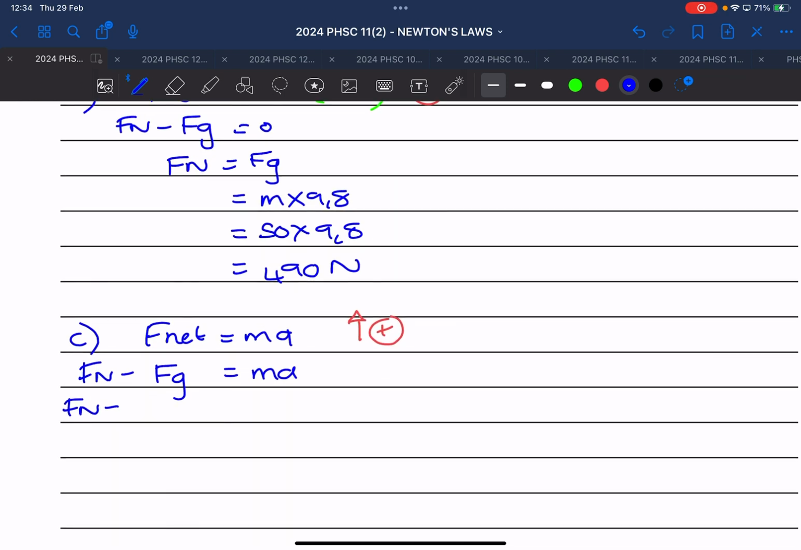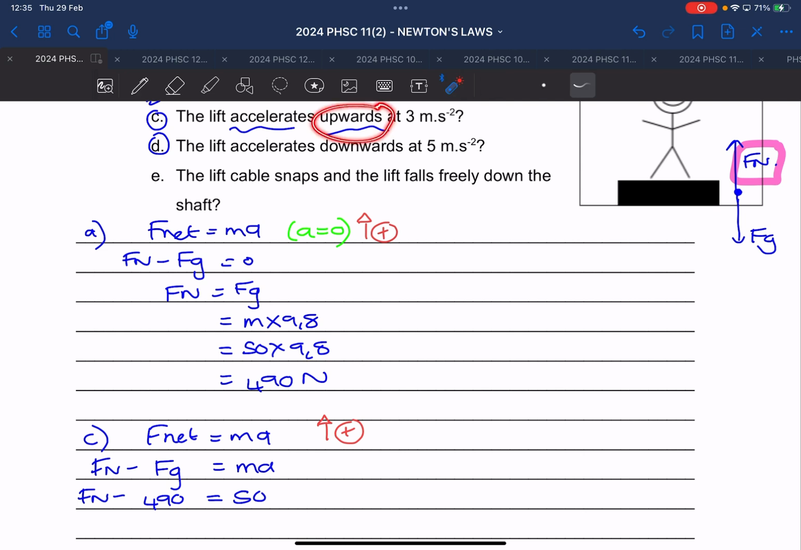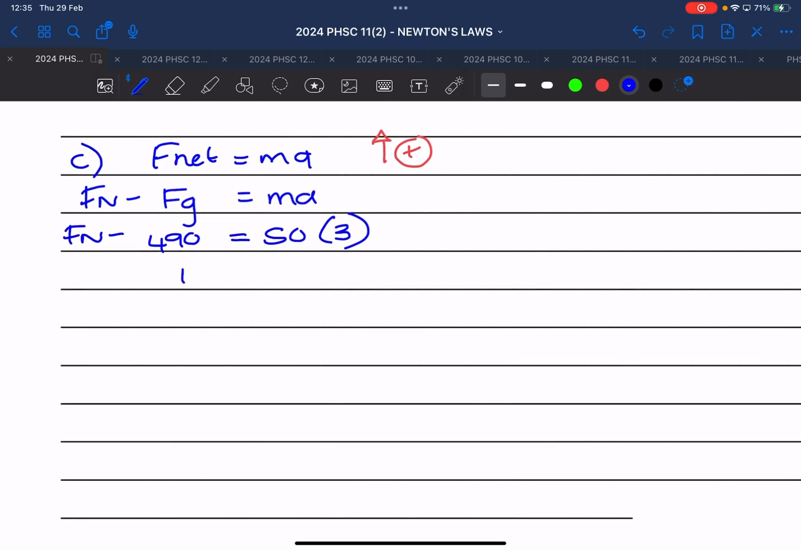We just proved that Fn here is equal to Fg and Fg is equal to 490. Okay, so instead of writing all of that out, I'm just going to write 490. The mass is still 50, and they say he's accelerating upwards at 3 meters per second squared. So that is times 3. So Zara, what is Fn equal to?